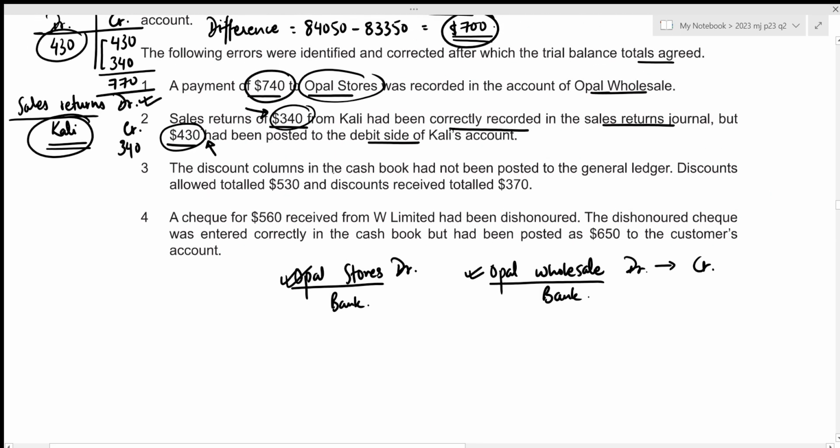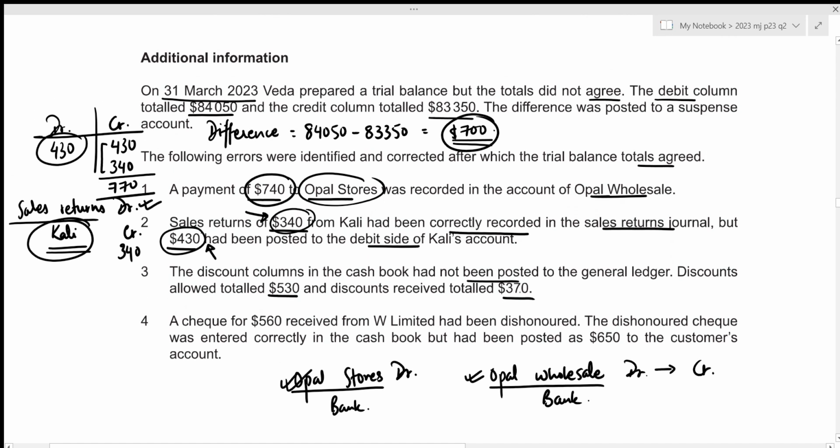Now for the third one, the discount columns in the cash book had not been posted to the general ledger. And the discounts allowed total 530 and discounts received total 370. So what this means is that if we did not post the discount columns to the general ledger, it means that we did not put discount in our trial balance. And since we did not put any of the discounts allowed or discounts received in the trial balance, it also resulted in this difference of 700. So again, in this case, we will be writing down suspense account.